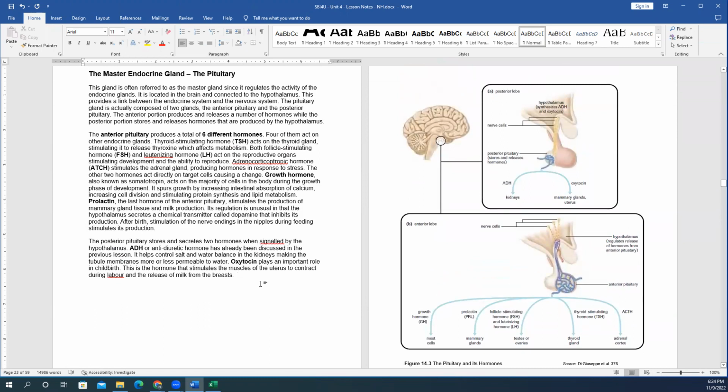So those are the major hormones of the pituitary gland, both the anterior pituitary, which produces 6 different hormones that act on various tissues, and the posterior pituitary, which produces these 2 hormones and their respective tissues, the kidneys, the mammary glands, and the uterus for oxytocin.